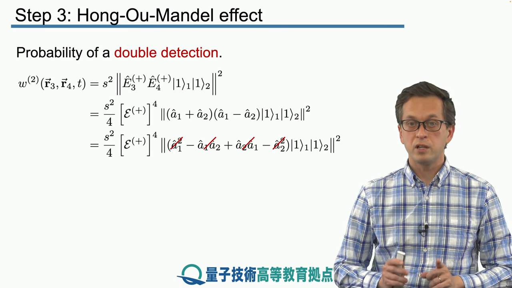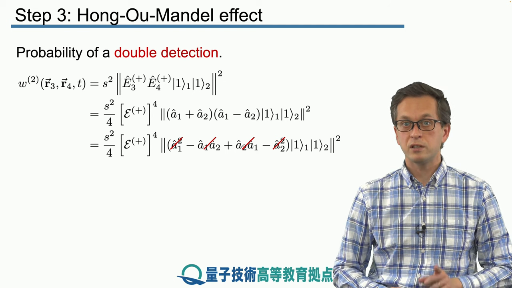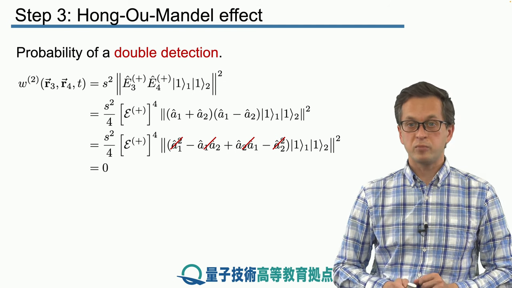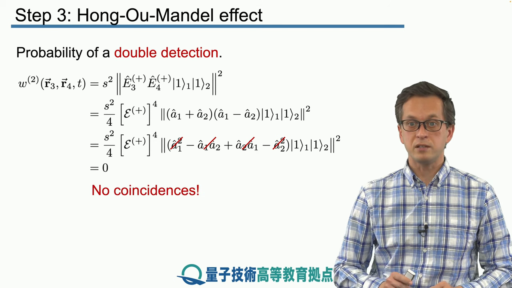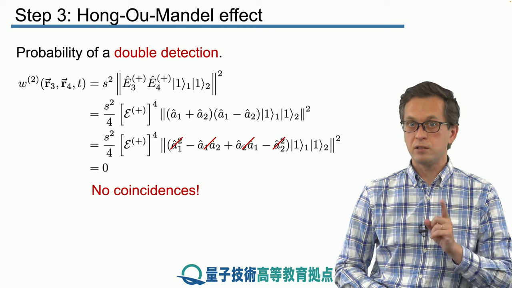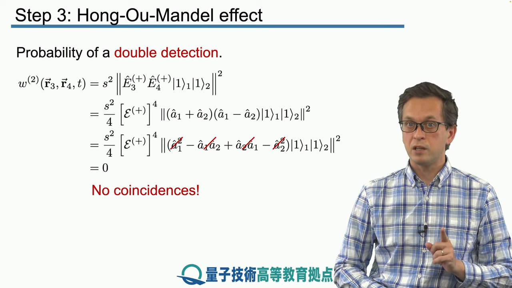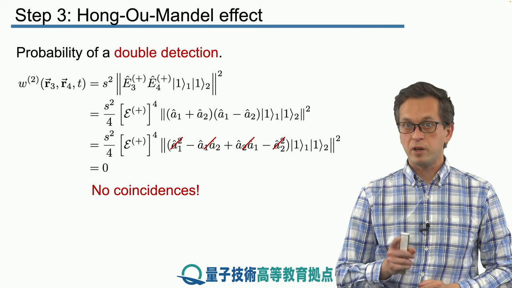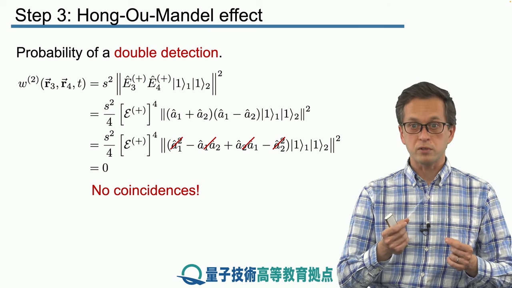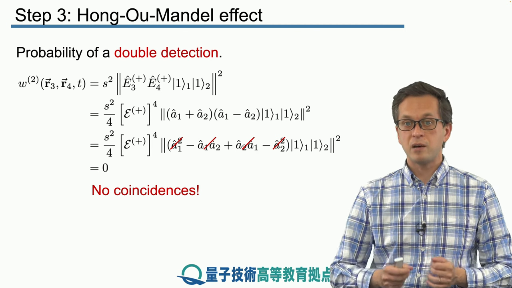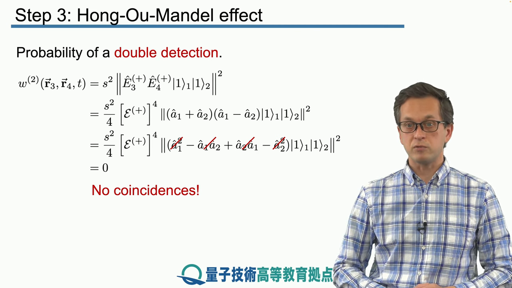In other words, W2, our photodetection signal for a coincidence event, is 0. This is quite surprising. We don't get any coincidences, even though we started with two photons. In the previous step, we only had a single photon, and we calculated that there was no probability for a coincidence. That made sense, but in this scenario, we've got two photons, and both of them can be reflected and transmitted. And yet, somehow, we don't get any coincidence counts.